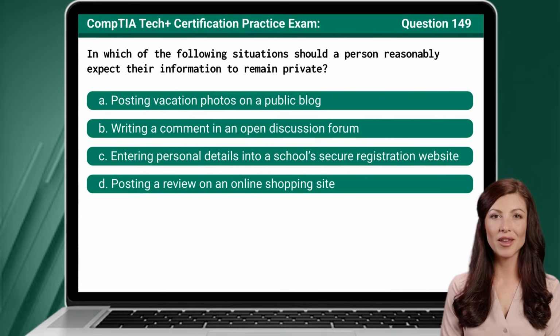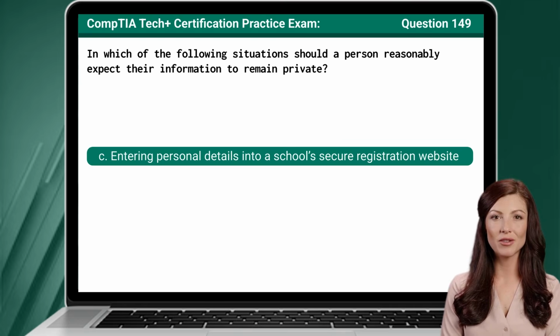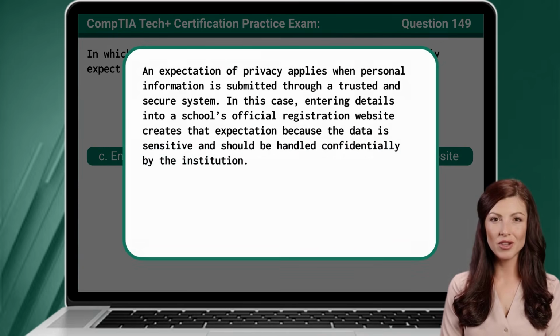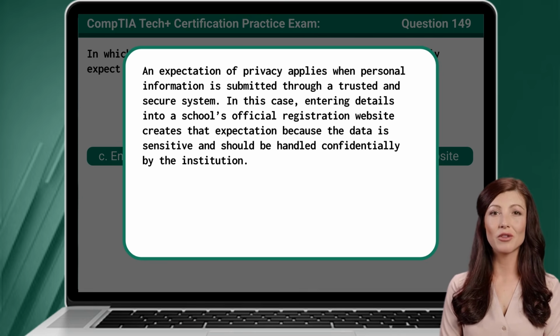Question 149. In which of the following situations should a person reasonably expect their information to remain private? The answer is C. Entering personal details into a school's secure registration website. An expectation of privacy applies when personal information is submitted through a trusted and secure system. In this case, entering details into a school's official registration website creates that expectation because the data is sensitive and should be handled confidentially by the institution.